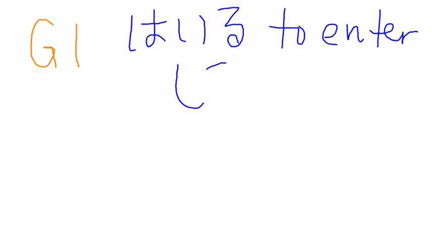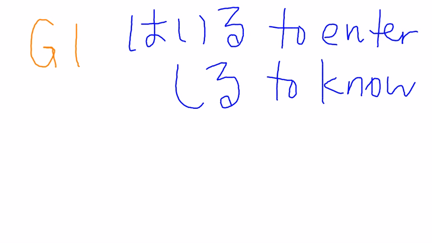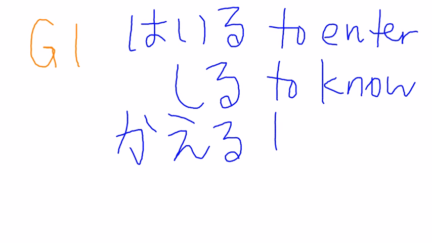Another very common group 1 in disguise is shiru, to know. So it has the same process. Instead of taking off the ru like you do for group 2, you have to go up a step just like we did with hairu, to shiri, shirimasu. You also have kaeru. Kaeru as a group 1 verb is to return to a place. So again, the ru goes up 1 step to the ri, making it kaerimasu. Those are 3 very common ones. There are a few more, but that'll do for now.